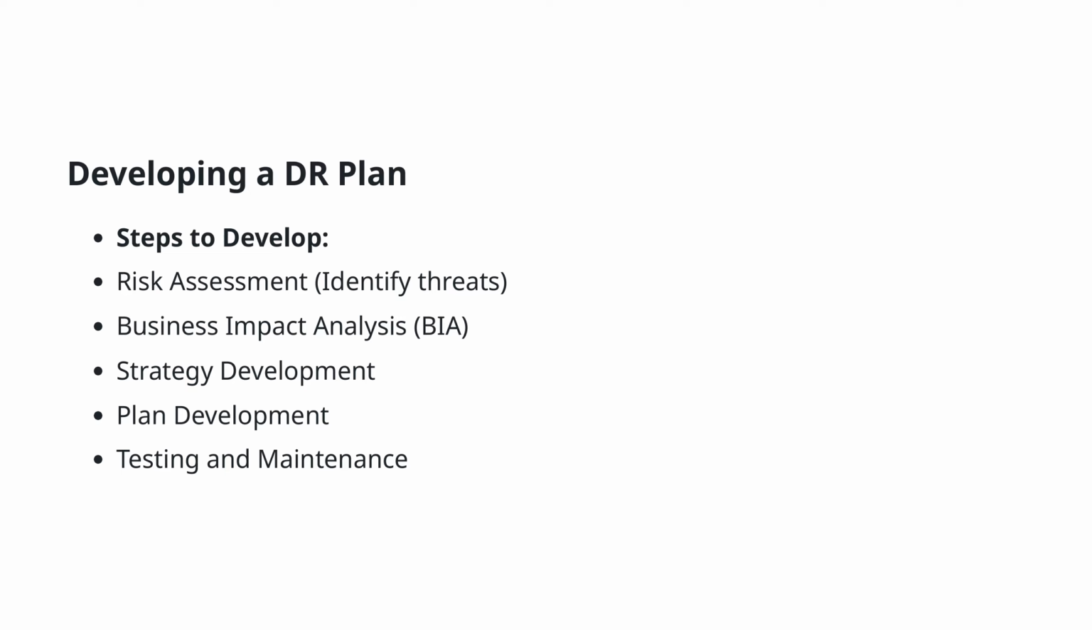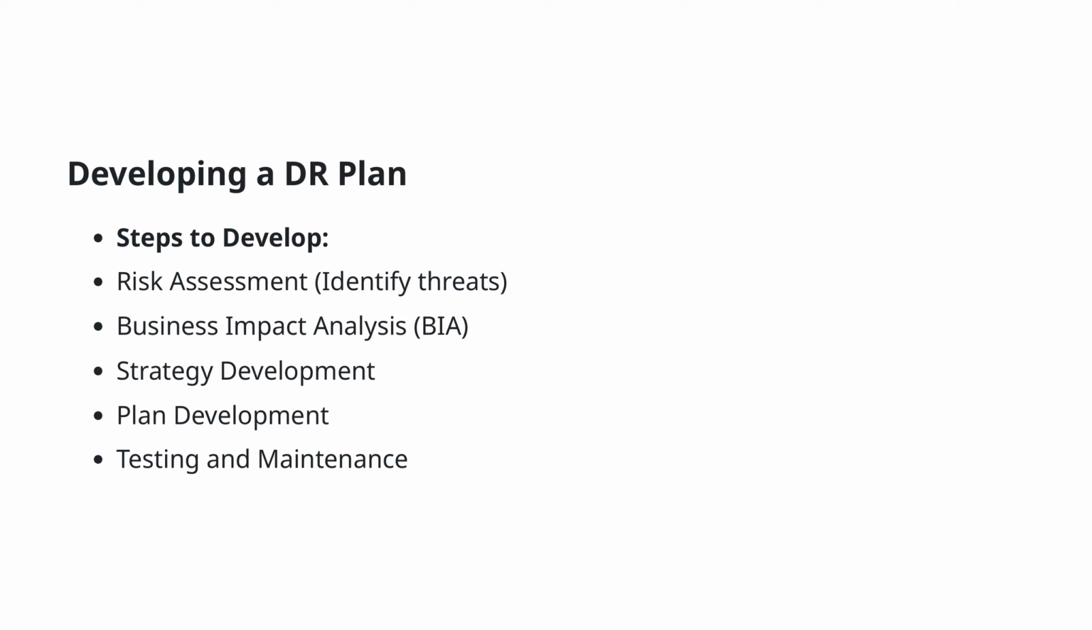Plan development follows, where you document the specific procedures and actions required to recover from disasters. This plan should be comprehensive and accessible to all stakeholders. Finally, the plan must be rigorously tested and maintained. Regular testing ensures the plan's effectiveness and helps in identifying any necessary updates or improvements. Maintenance keeps the plan relevant as the business environment changes. These steps form the foundation of a reliable disaster recovery plan, ensuring your organization can respond effectively to disruptions and maintain critical operations.